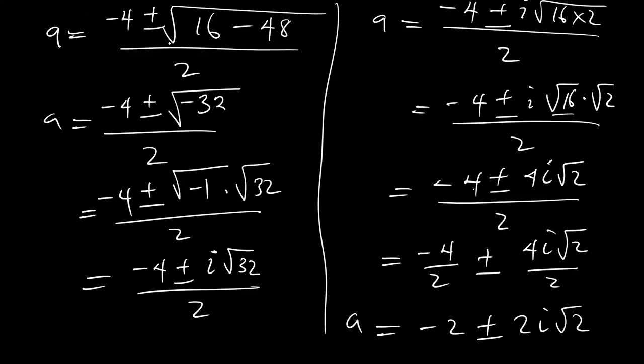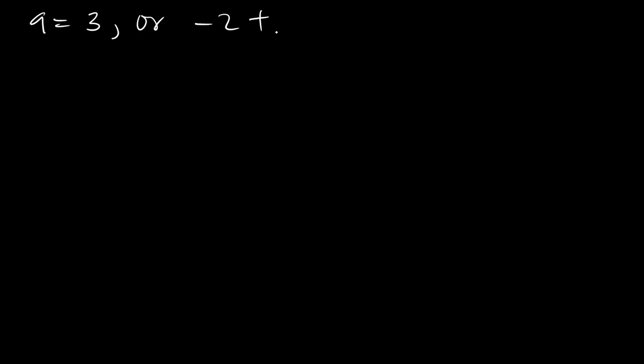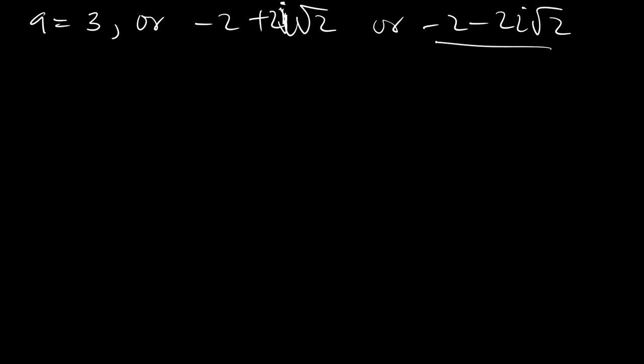So that means our a is equal to 3, or minus 2 plus 2i square root of 2, or minus 2 minus 2i square root of 2. So these are the values of a. So this is the final answer.